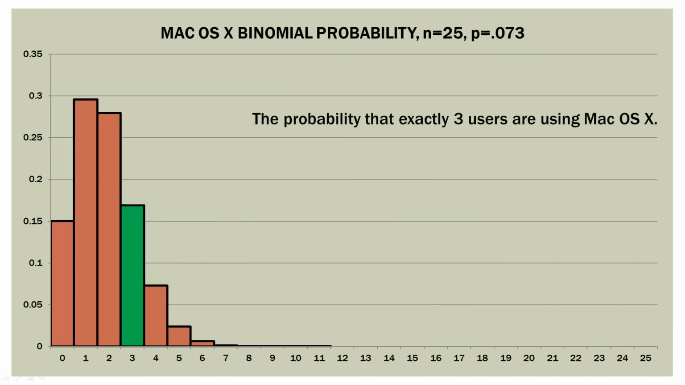So here's our first question. The probability that exactly 3 users are using OSX. So in the calculator, we use the BINOMPDF. Remember, that's the exact probability. N is 25, P is 0.073, and X was 3, because we're interested in the probability at 3.